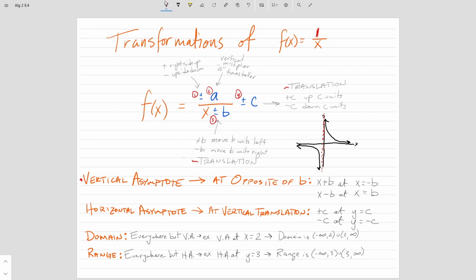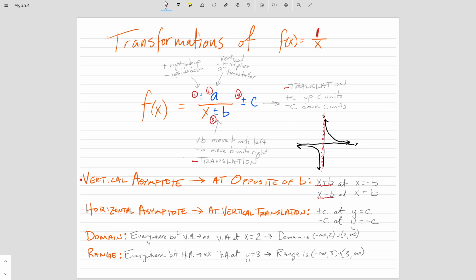The vertical asymptote will always happen at the exact opposite location of the b. So if your function has x plus b written in it, then your vertical asymptote would happen at negative b. If your function has x minus b written in it, then the vertical asymptote would happen at positive b.